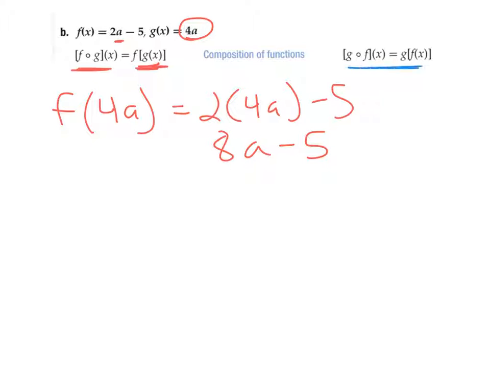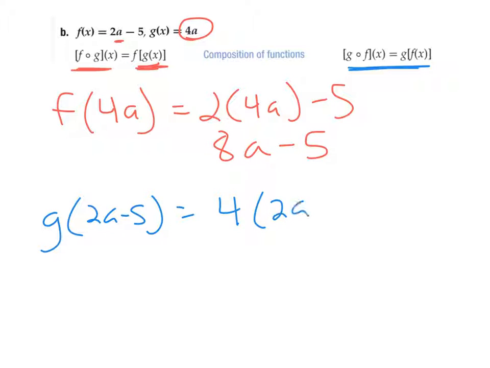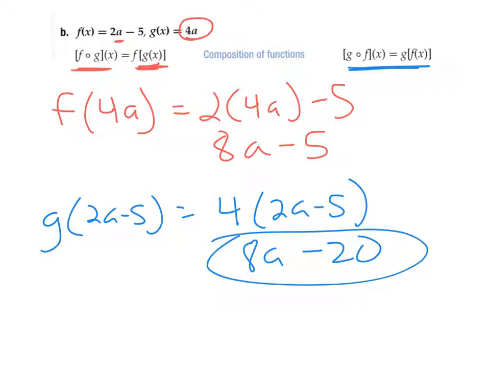So if we go to the other composition, I'm going to go g of f, and the f function is 2a minus 5. So now everywhere I see an a in the g function, I'm going to substitute the 2a minus 5. And if I distribute, I get my answer. So I have my answer of this function substituted, I have my answer of this function substituted, doing compositions.